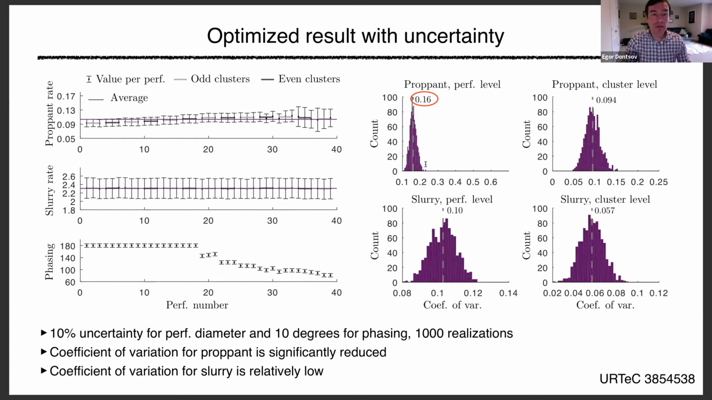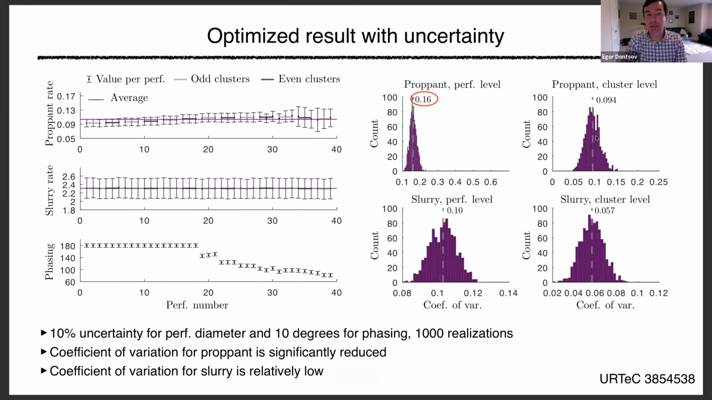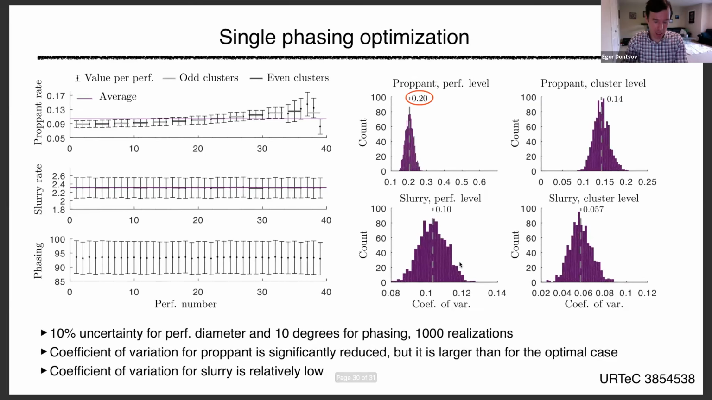Okay, and so therefore, even though if you add uncertainty, which is reasonable uncertainty, yes, you make things worse, but the relative improvement that you're getting is much more significant. Also at the cluster level, it's about 19%, and then this is about 9%. So it's still a very, very significant improvement. For slurry, of course, you don't have any changes, because phasing doesn't affect slurry distribution. I think this is the last slide before conclusions.